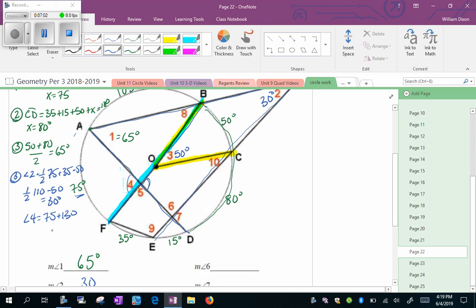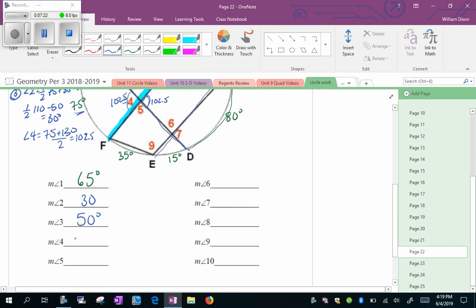And that's divided by 2 because it's the average. And that's going to be 102.5 equals 102.5. And so does the other side. So I know my angle 4 is 102.5.